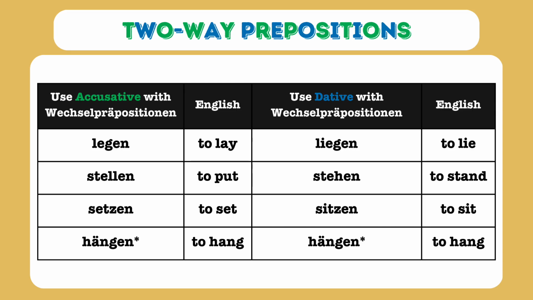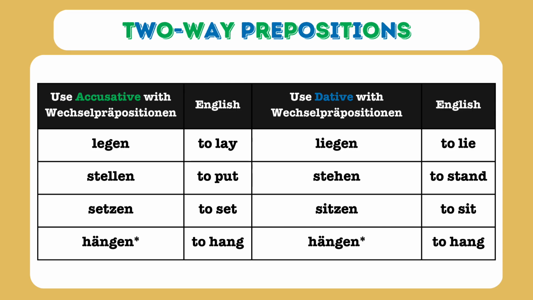Stellen puts something in a standing position. So you put something standing up, such as putting a book on a shelf. If you're putting it in an upright position, that is the verb stellen. You would of course use the accusative case with this because you are moving it from one place to another. Once it is there, that puts it in a standing position. That means that it is stehen. Stehen means to stand, and if the book is standing on the table or on the shelf, that is stehen. That gives us the dative case because we are not changing the location.